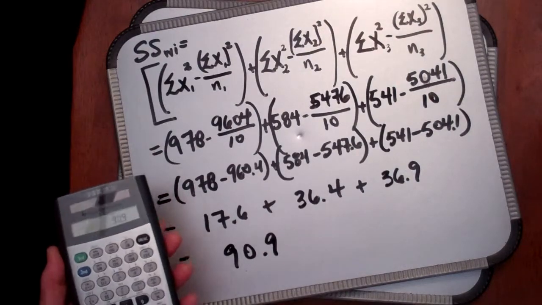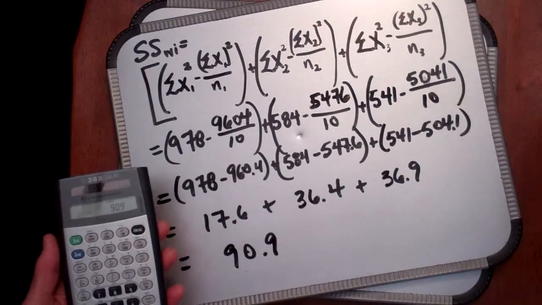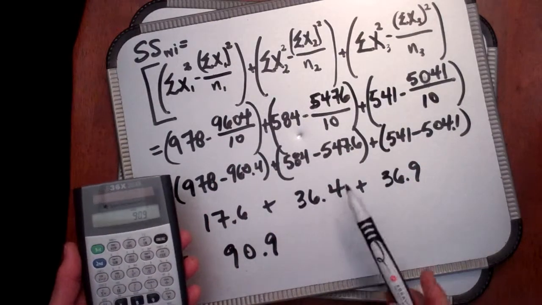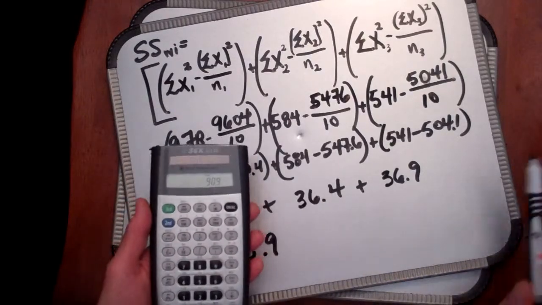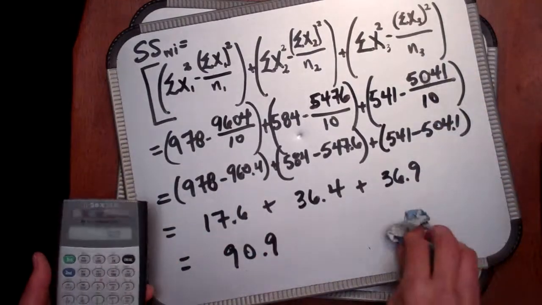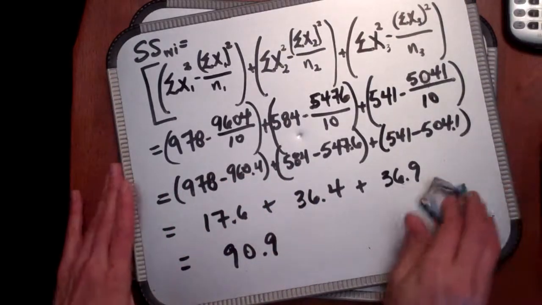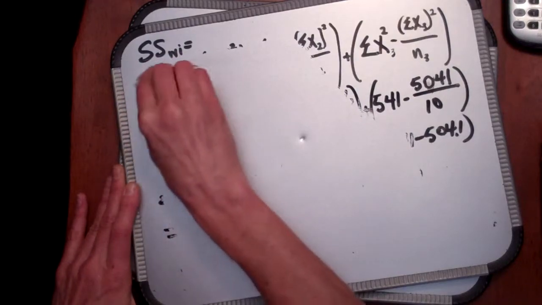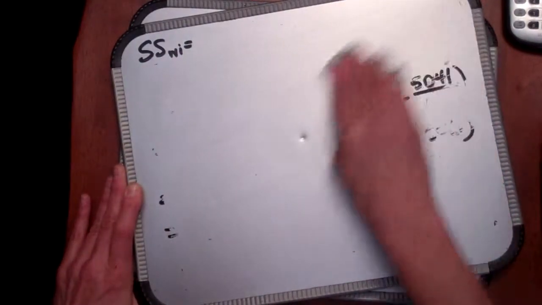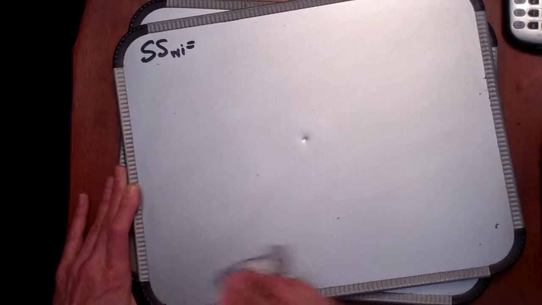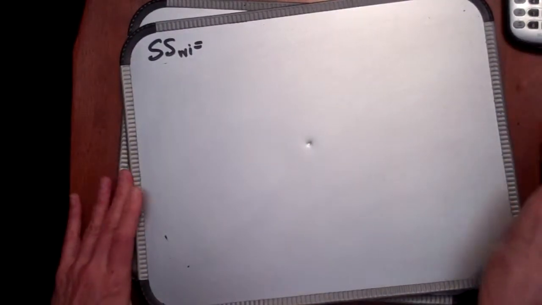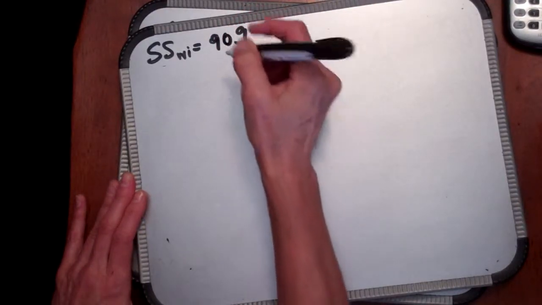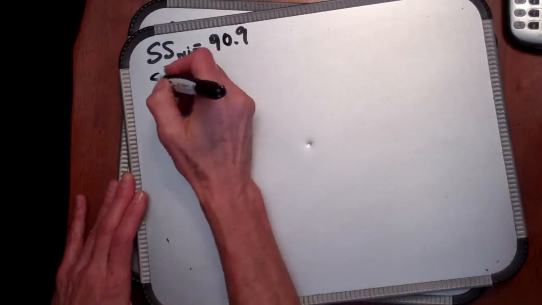So your sum of squares within for this problem is 90.9. Now I want to point out something. While we had lots of symbols and lots of steps, all of this was extremely easy math, right? All right, so 90.9 is our sum of squares within value. We're just going to take this away so we can now calculate sum of squares between. And let's just write 90.9 up here. And go on to sum of squares between.